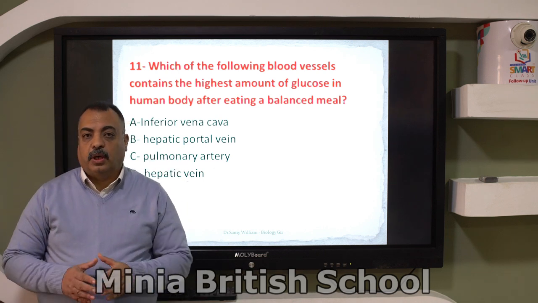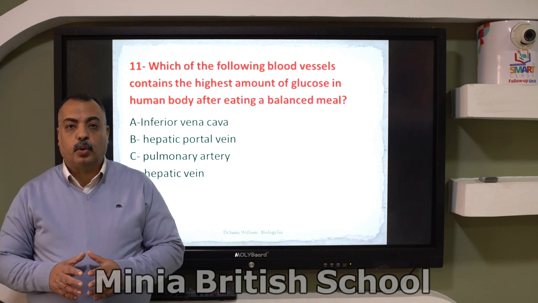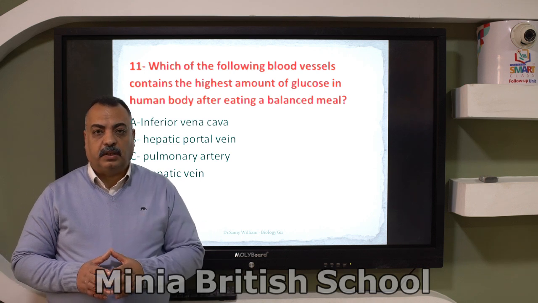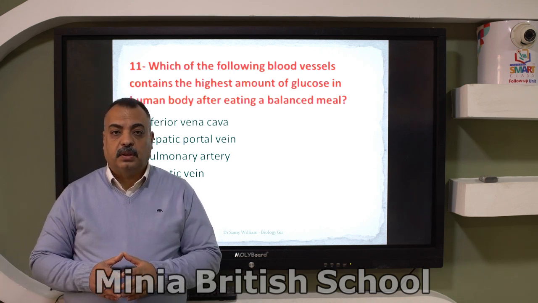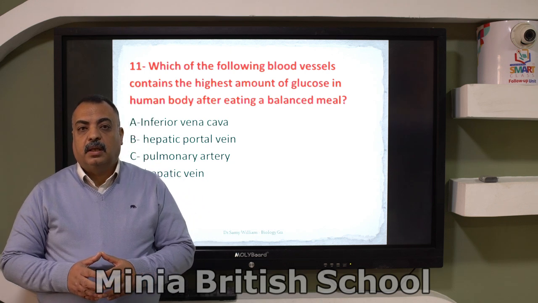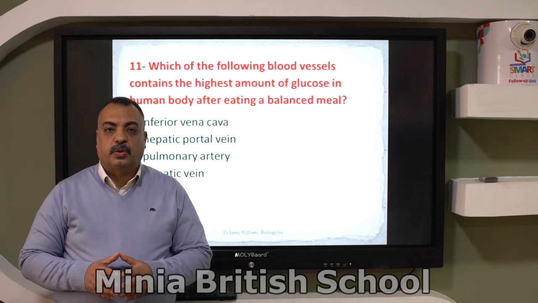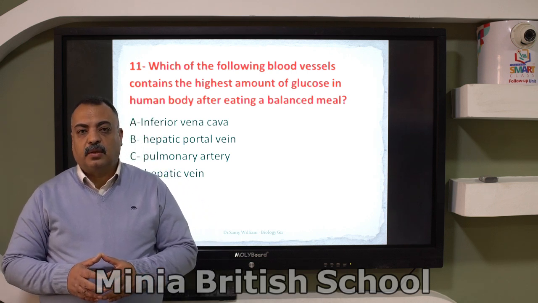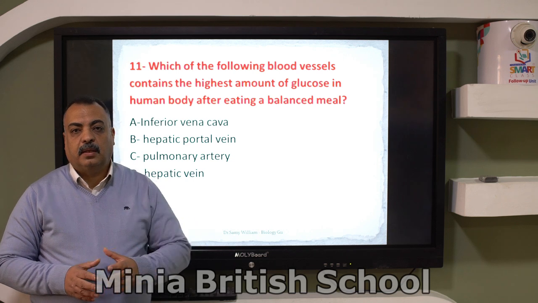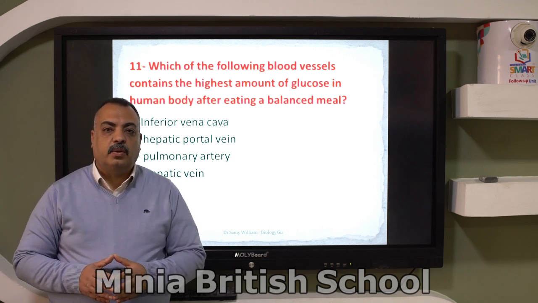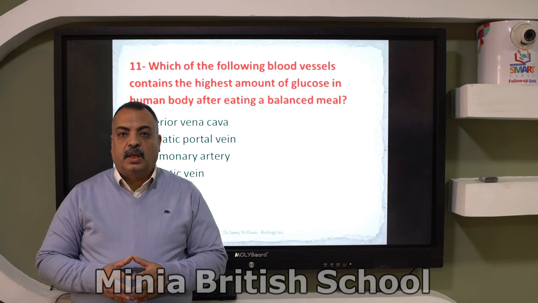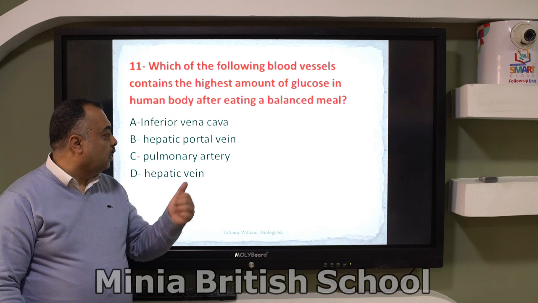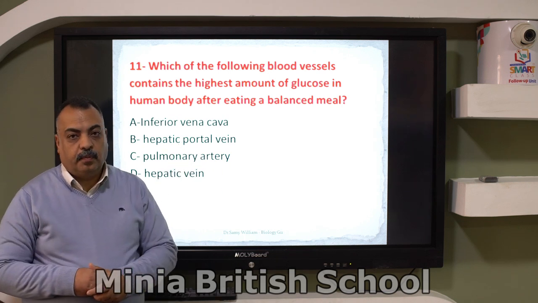As we agreed before, after absorption, glucose is transferred through the hepatic portal vein to the liver, and the liver stores some glucose in the form of glycogen, then releases the rest of the glucose towards the hepatic vein, towards the inferior vena cava. So the highest concentration of glucose is in the hepatic portal vein. Okay.